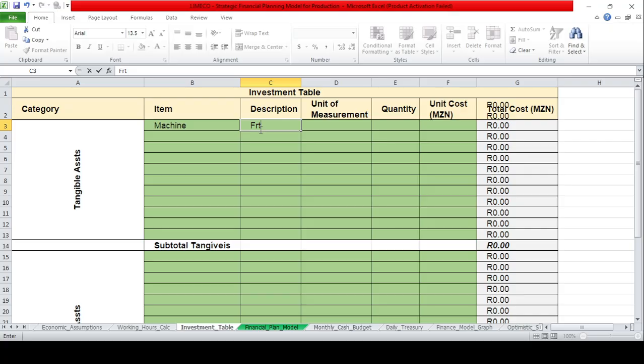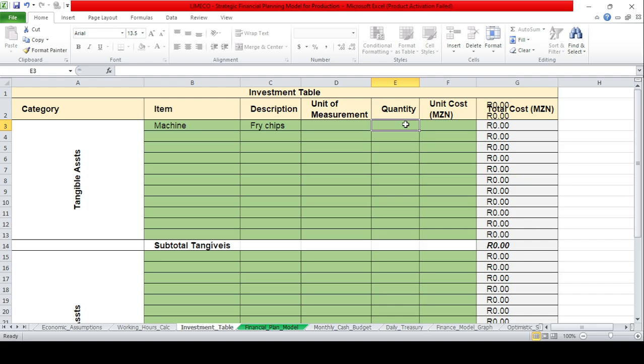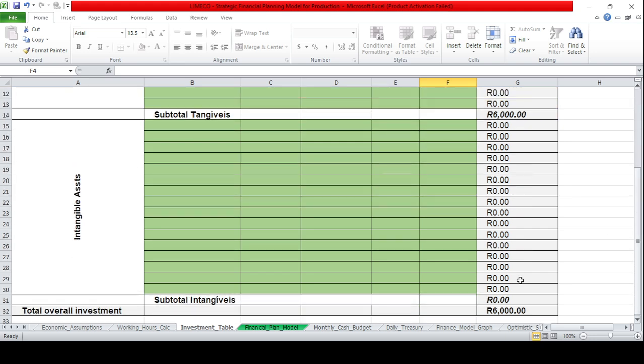Fry chips, and quantity of stoves, one, for example. Unit price, how much one stove can be, more or less. Let's put 6,000 rand. So we will use one item. It's an example. So the total overall investment is 6,000 rand.